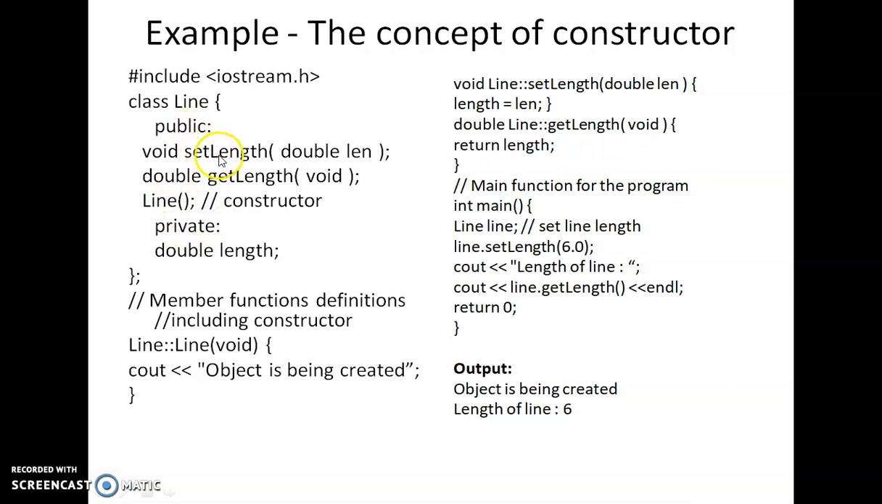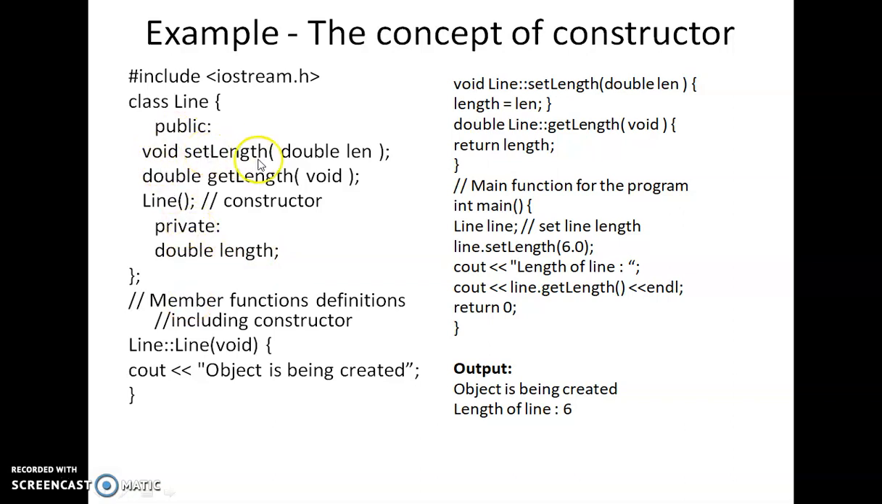Within public, there are three methods defined. One is setLength with one argument. The second is getLength without an argument, but this method returns a value as double. And one constructor. See here, the name of the class and the method name are the same, so this method is called a constructor. And in the private member, there is only one variable declared, called length, as double.